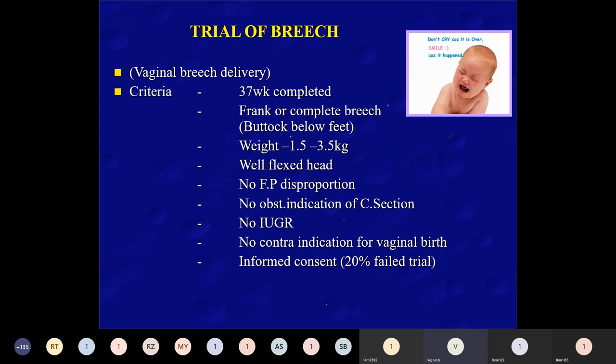Whenever you are giving a trial of breech delivery, you should fulfill the following criteria. She should be term, that is 37 completed weeks. It should be either frank or complete breech, buttocks below the feet. The weight should be between 1.5 to 3.5 kg, not a too premature baby, you cannot allow that. It should be a well-flexed head, no feto-pelvic disproportion, and there should not be any obstetric indication for cesarean section, for example, previous LSCS or placenta previa of grade 2 or 3, etc. And there should not be any fetal growth restriction or IUGR, no contraindications for vaginal birth, like a contracted pelvis, or it being associated with a tumor, etc. And informed consent is a must.